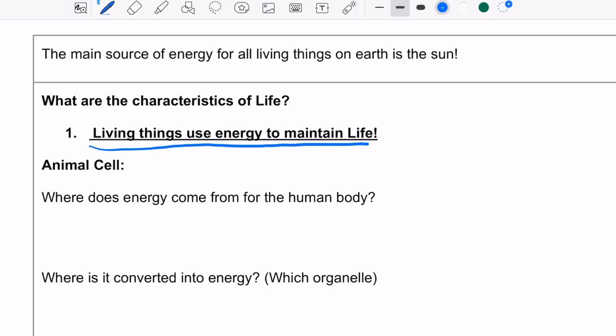So before we answer this question, we need to know that the main source of energy for all living things is the sun. So what are the characteristics of life? What are things that make things to be considered living? Why are living organisms living? So the first thing is that living things use energy to maintain life.